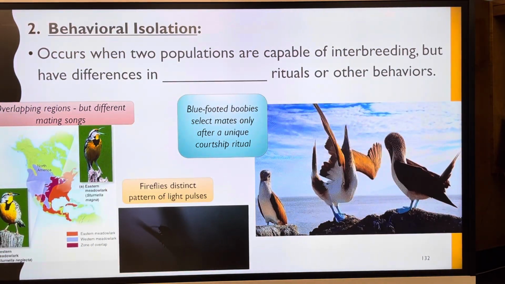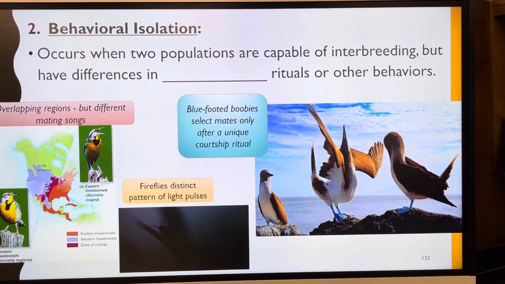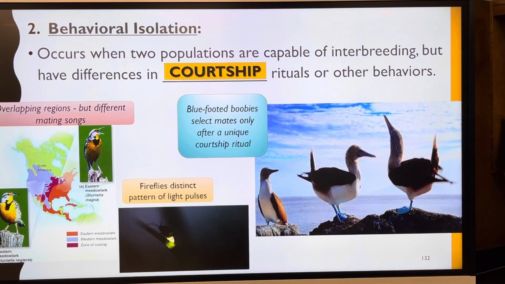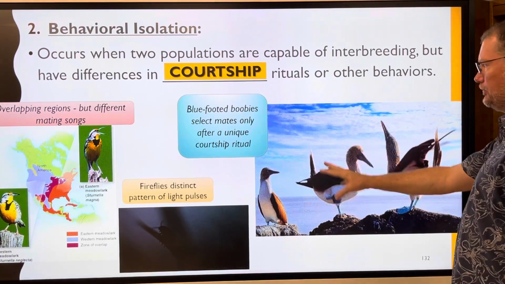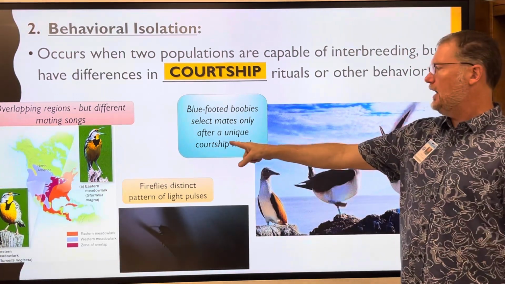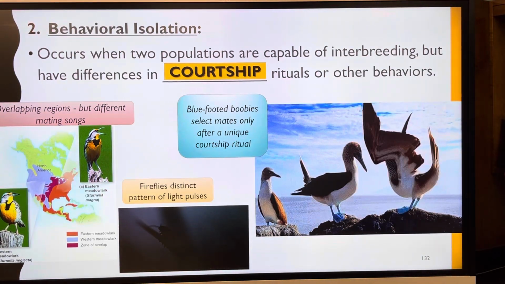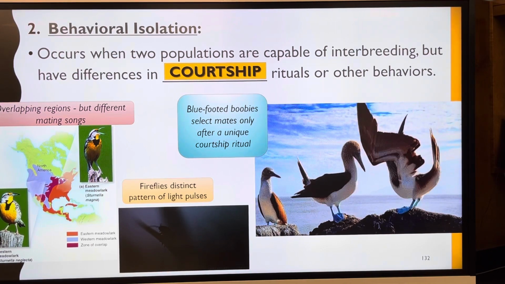Behavioral isolation. Okay, so this occurs when two populations are capable of interbreeding, but they have differences in mating or courtship rituals or other behaviors. Okay, so here's the boobies again. These are blue-footed boobies. They select mates only after a unique courtship ritual. If the mate is unable to or does it poorly, it will not be chosen.